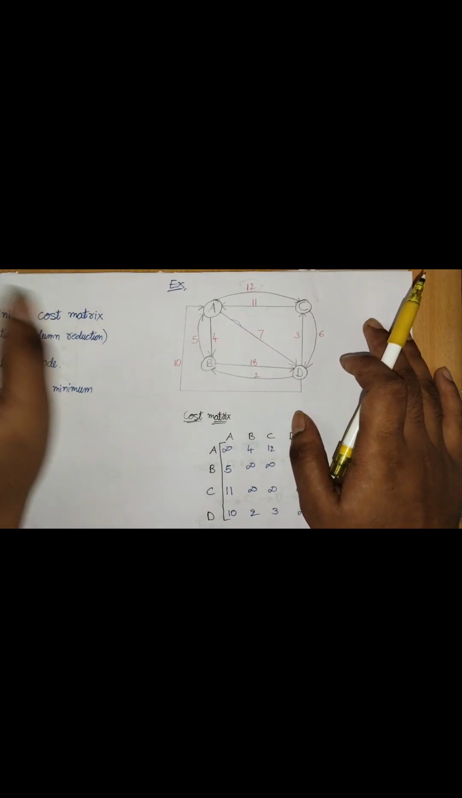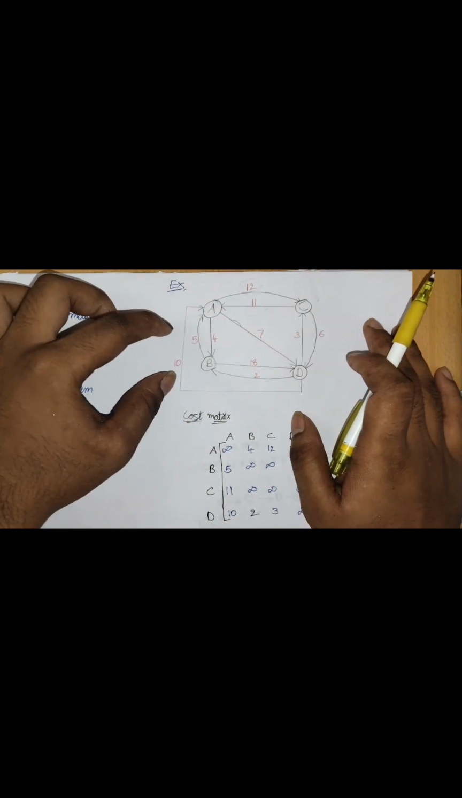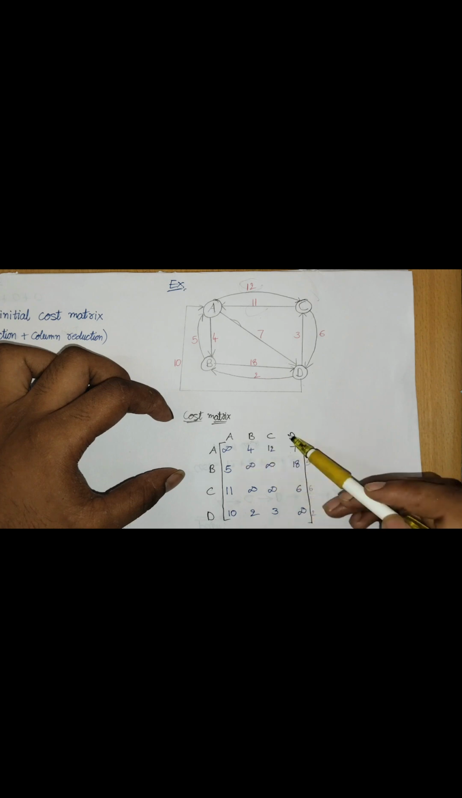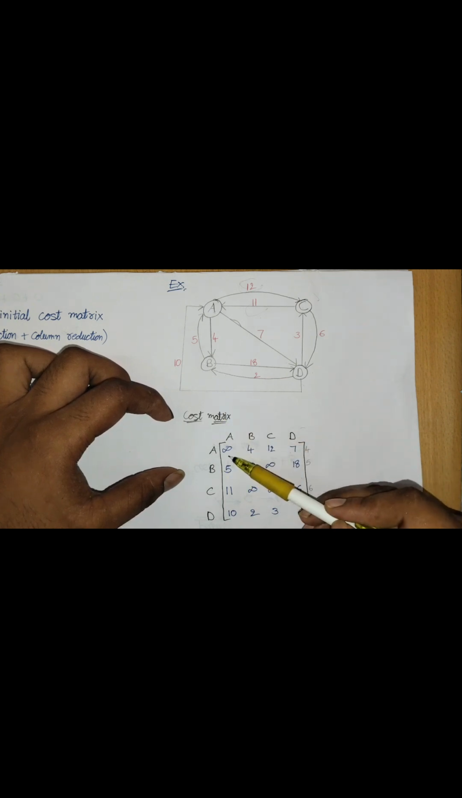Okay. So first and foremost thing, if they have given a graph, you have to draw the cost matrix. Cost matrix in the sense like adjacency matrix. All the nodes A, B, C, D and A, B, C, D. There are no cycles, right? So A to A will be infinity, B to B will be infinity, C to C will be infinity, D to D will be infinity.